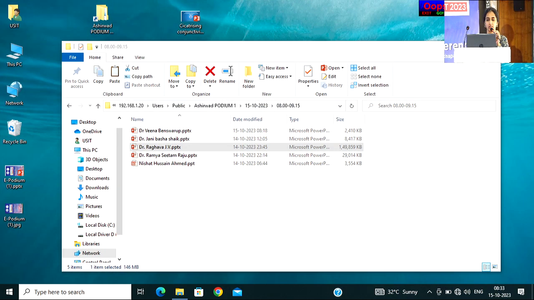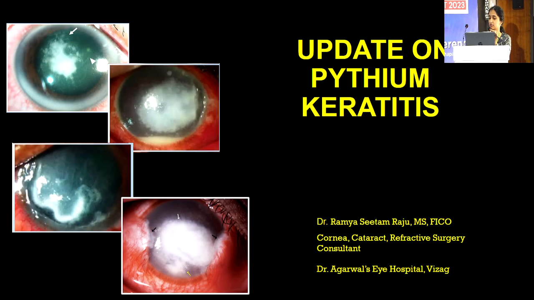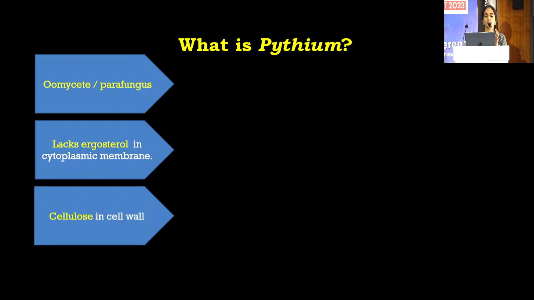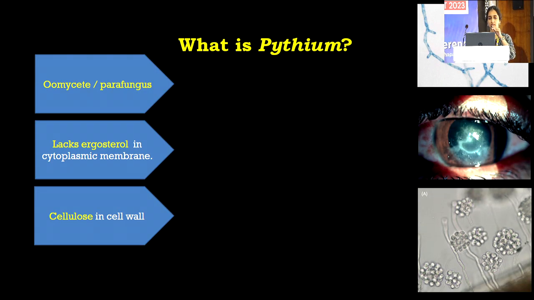Right, we'll have a quick look at pythium keratitis here today. I have no financial disclosures. So what is this pythium? It is an oomycete or a parafungus, as we know.